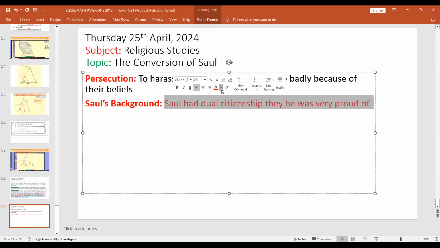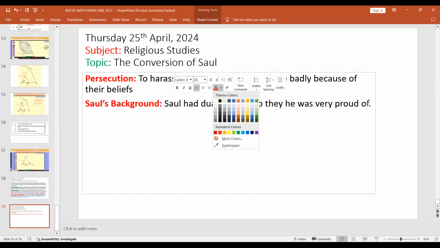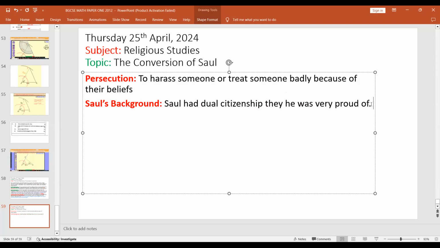Anyone in here have a dual citizenship? Anyone? Okay, no one. So that means that you are a citizen of two countries. Like you're not only a citizen of the Bahamas, you're a citizen of someplace else. Anyone have a dual citizenship?